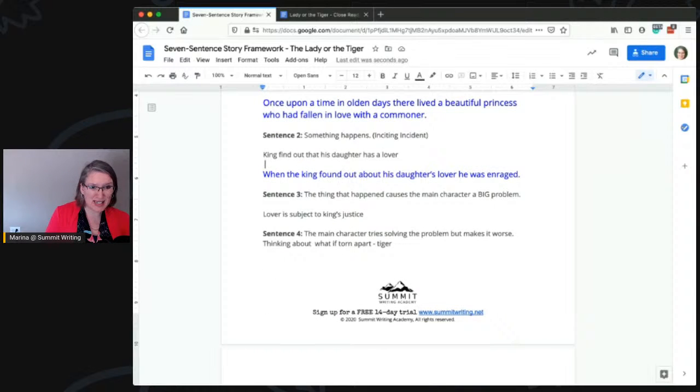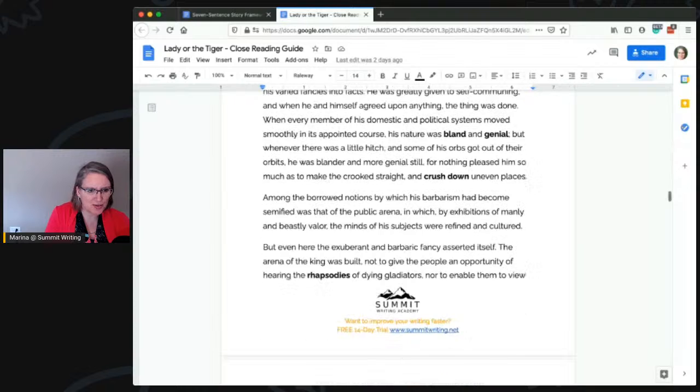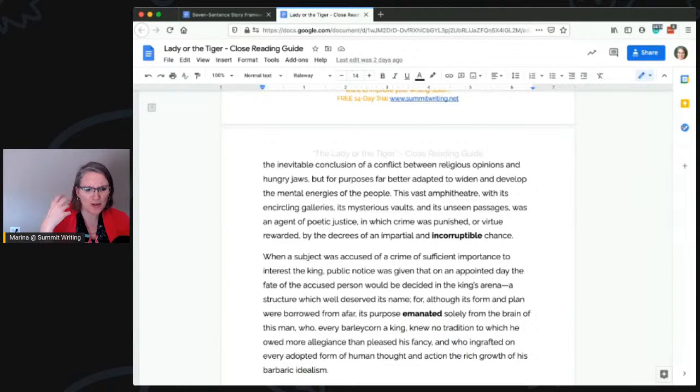All right, number 3. The thing that happened that causes the main character a big problem, and we said that the problem is the lover is subjected to the king's justice. All right, so we need a sentence about that. We just said he was enraged. And I'm going to go read that part of the story so I can get a feel for the emotion around that.